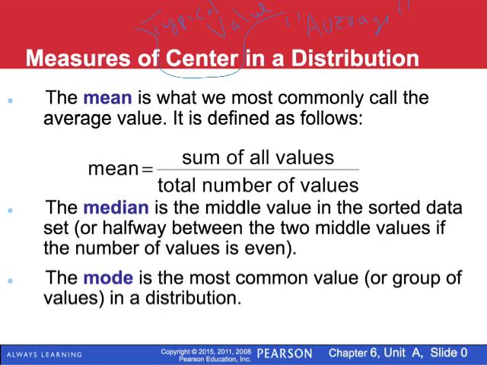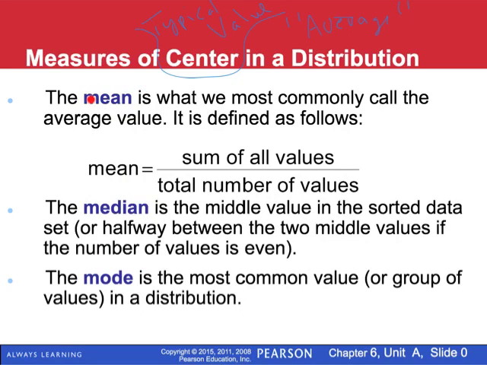Now, typically, when we just say average in everyday conversation, what we're talking about is the mean. But in statistics, average can mean the mean or the median or the mode. Okay, so an average can be any one of these. They're all ways to measure the center of a distribution or what a typical value is. So let's talk about those three ways briefly.